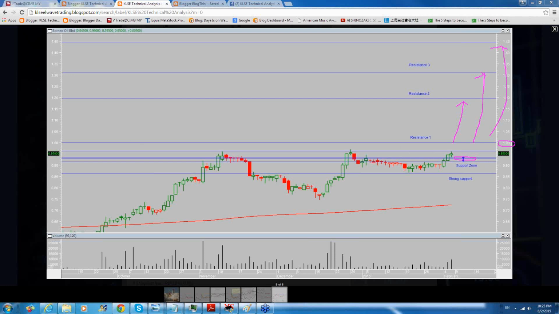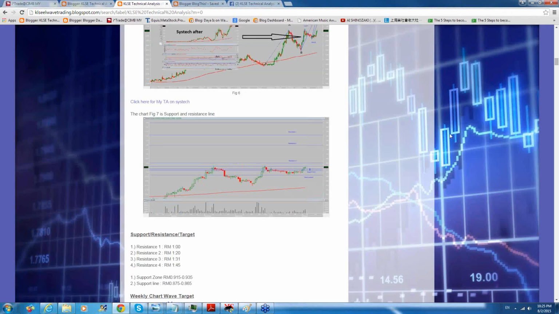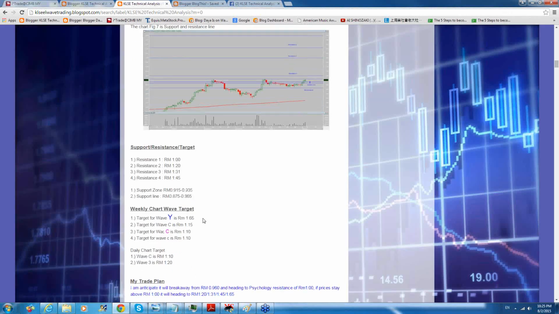Okay, the next one, again, what is the support level? Let me show you. The support level which I do see is that the support zone starts from 91.5 cent to 93.5 cent. This is the support zone. The last one will be 87.5 to 86.5.